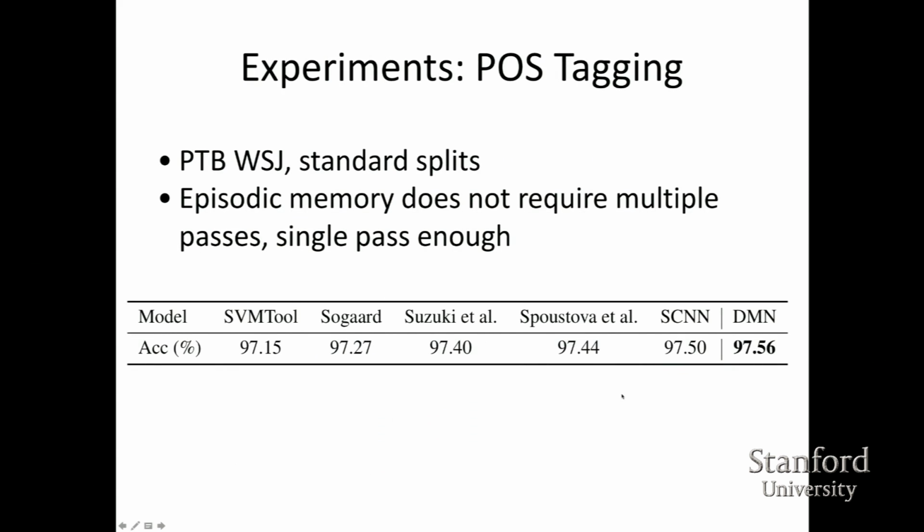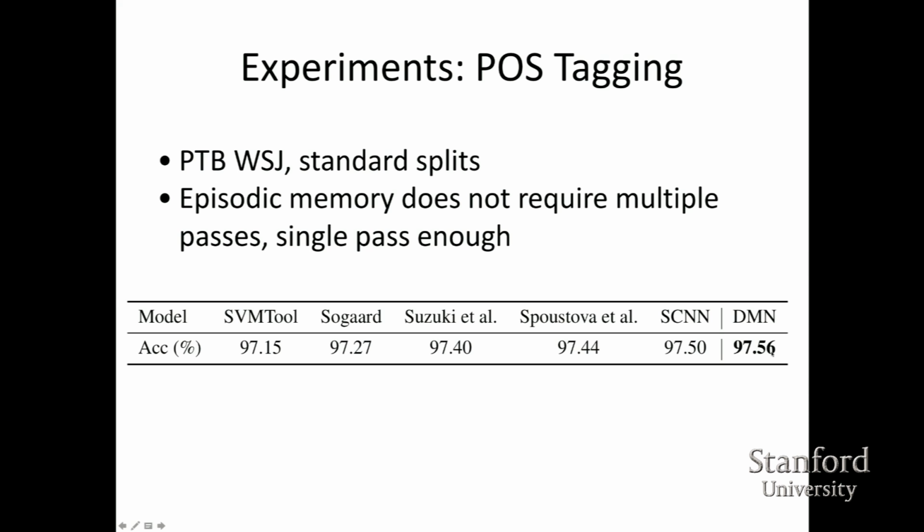All right, now the last task is part of speech tagging. The difference here is that instead of triggering the answer module only at the end of the episodic memory module, we actually trigger it at every single time step. So at every single time step, you classify part of speech tags. One thing that's not mentioned here is that I think we actually have 2 different models and we ensemble to get to the state of the art.